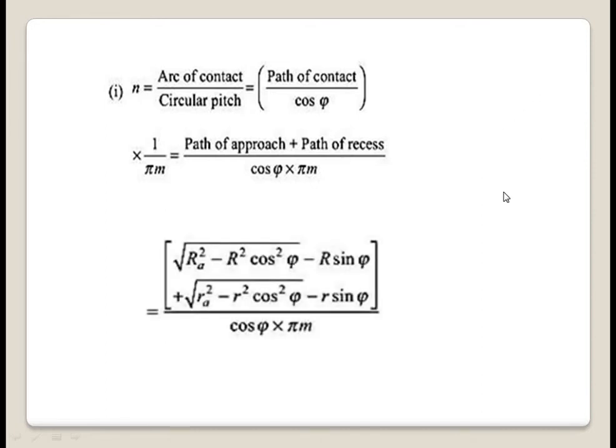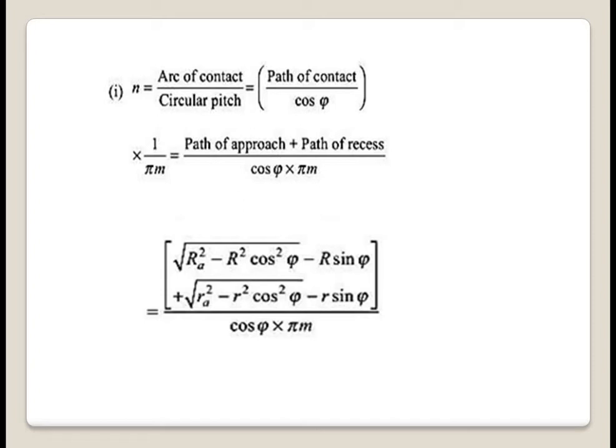Okay, so put the values, we have the values. This first value is the path of approach, this is the path of recess, and in total that is the path of contact divided by cos of phi into m. So we have under root RA square minus R square into cos square phi, minus capital R into sin phi, plus under root small RA square minus small r square into cos square phi, minus small r into sin phi, divided by cos of phi into pi into m.